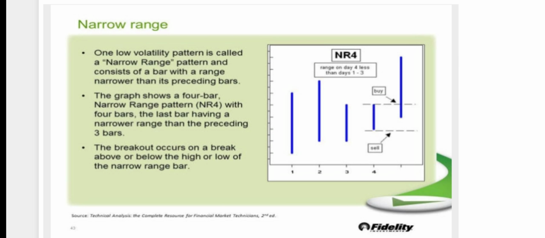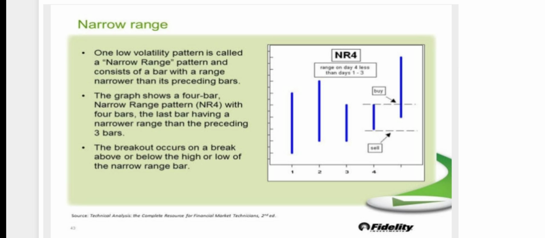So the next one is narrow range. And really we're talking about one low volatility pattern. It's called the narrow range pattern. This is where the bar has a range narrower than its preceding bars. You'll see over here on the chart to the right that the range on this bar is much less than the previous 3 days' bars. The breakout occurs on the break above or below the high or low of the narrow range bar.